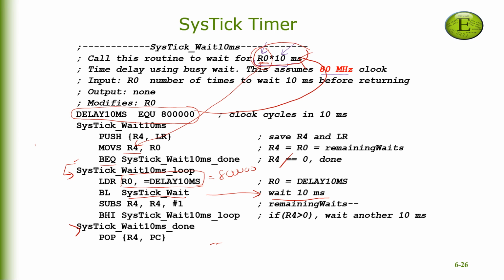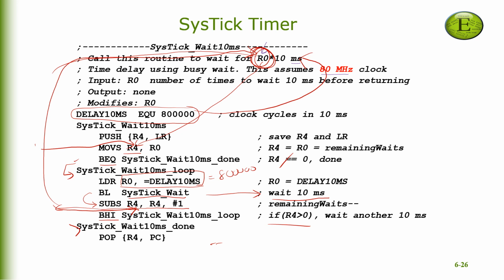And then once you return from that routine, subtract from the value of R4. Remember, R4 corresponds to this prefactor, that is actually R0. This prefactor R0 is going to be contained in R4 all the time, and we decrement it. And as long as R4 is greater than 0, that's the conditional branch higher than.